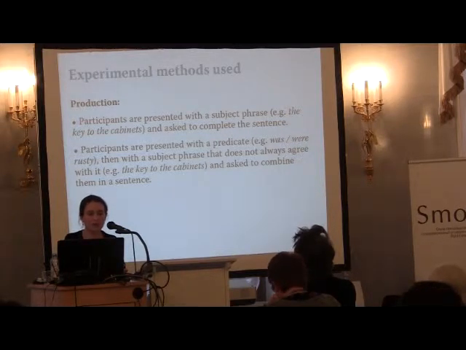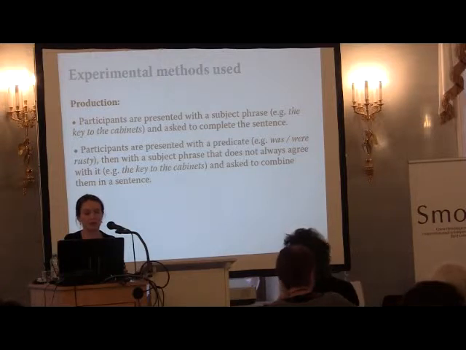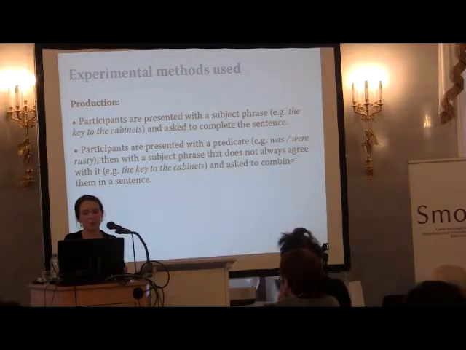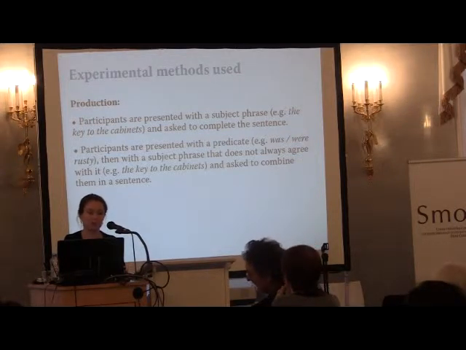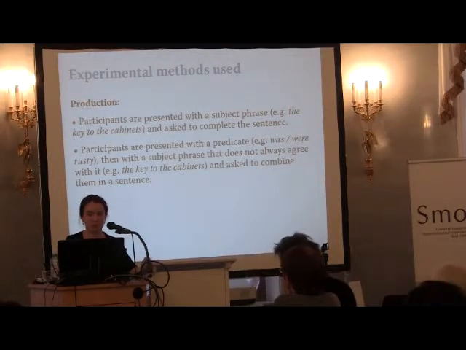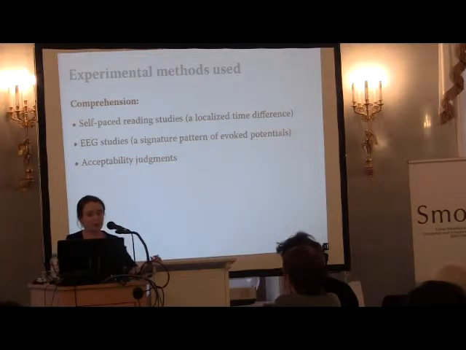Another technique to elicit these mistakes in production is less natural, but it usually gives more errors. In this technique, participants are presented with a predicate, for example, "was rusty" or "were rusty" or "to be rusty," and then with a subject phrase that doesn't always agree with it, for example, "the key to the cabinets," and then they are asked to combine them in one sentence and to pronounce this sentence aloud as soon as possible. And in comprehension, the usual techniques are employed.